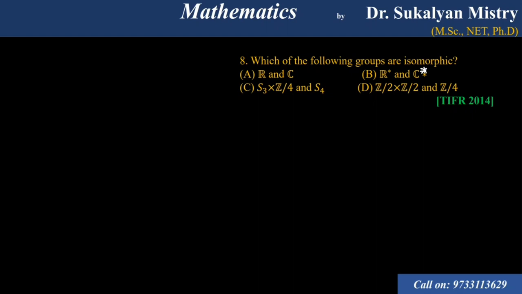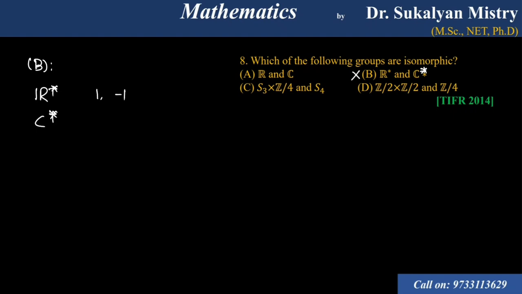So let's start with option B. R star and C star are not isomorphic because R star has only two elements of finite order, that is 1 and -1. But C star has infinitely many elements of finite order. So option B is incorrect.